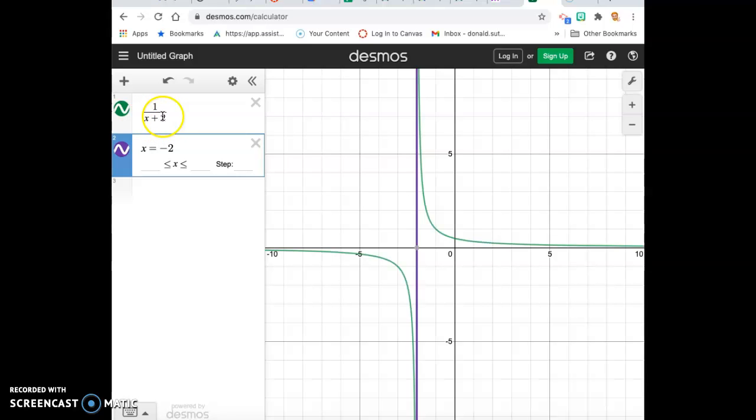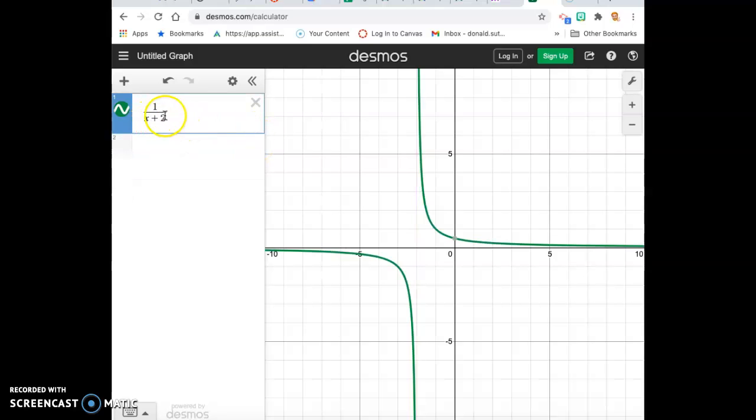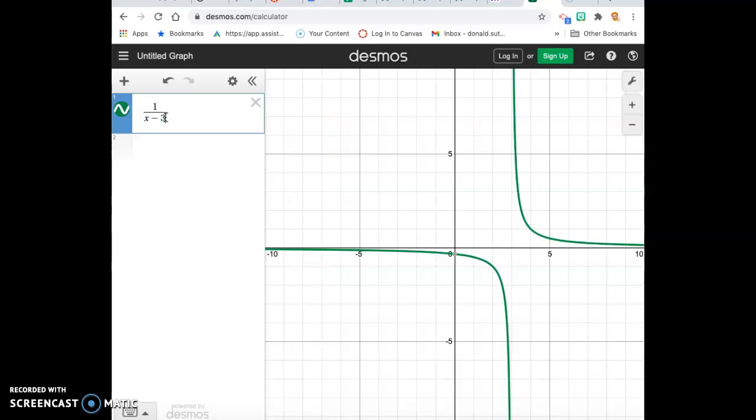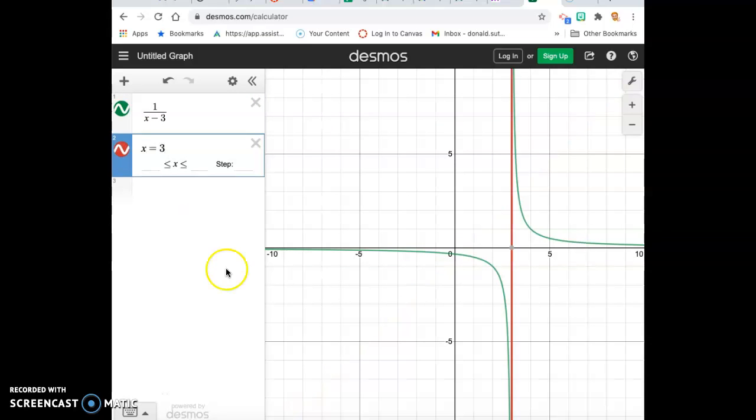So if I change this to x plus 7, our asymptote is now at x equals -7, because -7 plus 7 would give us 0. Or if we go the other way, let's say we had x minus 3. Our asymptote is now at x equals +3, because +3 minus 3 would give us 0. So that gives us a vertical asymptote.